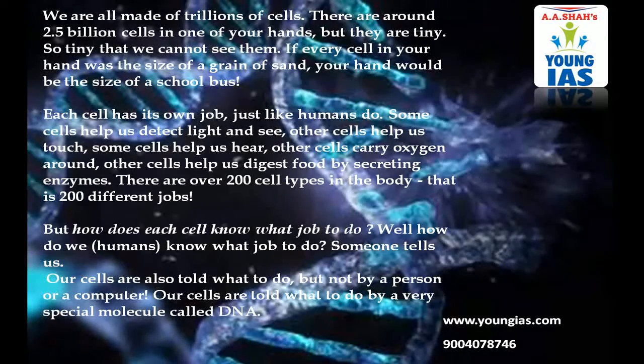Some cells help us detect light and see. Other cells help us touch. Some cells help us hear, other cells carry oxygen around, other cells help us digest food by secreting enzymes. There are over 200 cell types in the body, that is 200 different jobs. But how does each cell know what job to do? Well, how do we humans know what job to do? Someone tells us. Like this, our cells are also told what to do, but not by a person or a computer. Our cells are told what to do by a very special molecule called DNA.